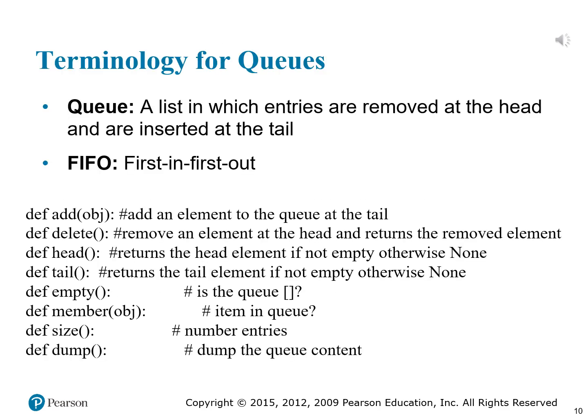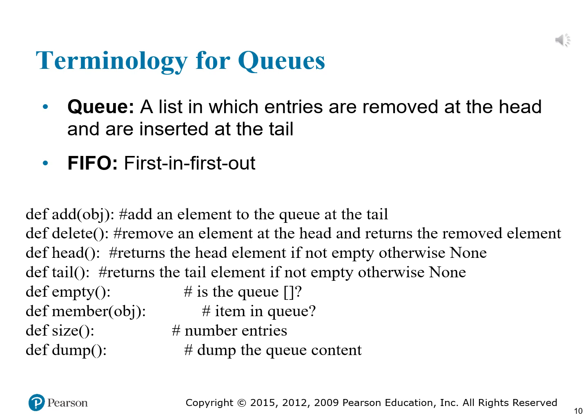A queue is a list in which the entries are removed only at the head and the new entries are inserted only at the tail. Essentially, a queue is a first in, first out, or FIFO structure, which means that the entries are removed from a queue in the order in which they were stored.